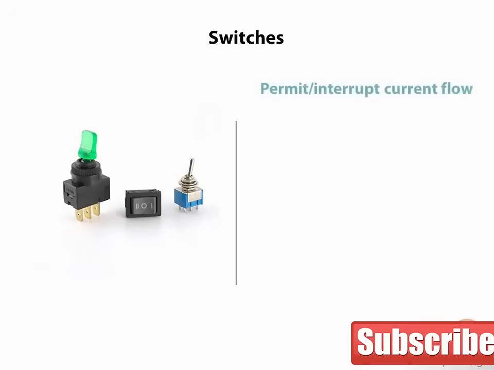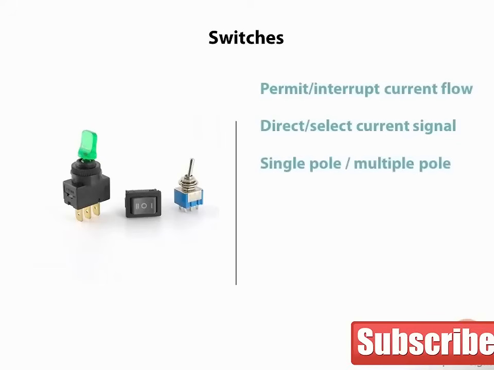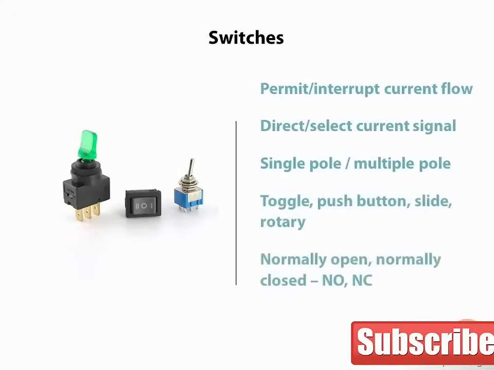Mechanical switches are used to interrupt or permit current flow in a circuit. They can also be used to direct current to different circuit paths, or to select different signals to be used in a circuit. There are countless configurations of switch circuits. They vary from single pole to multi-pole contacts. The action can be push button, toggle, slide, or rotary, and the contacts can be either normally closed or normally open. Let's take a look at a number of them to give you an idea of how versatile they are.